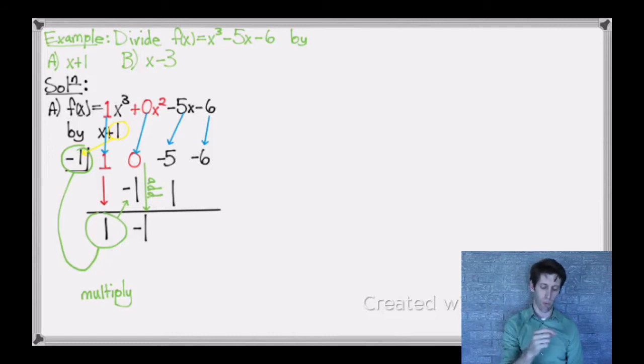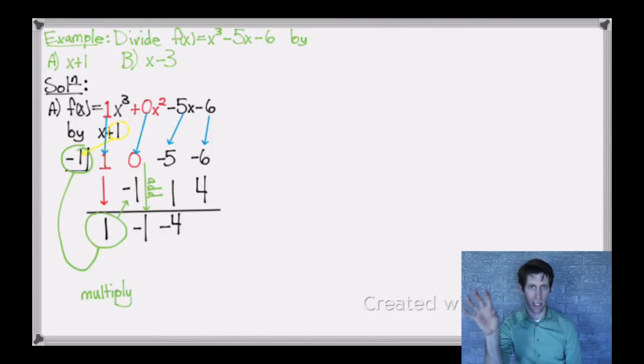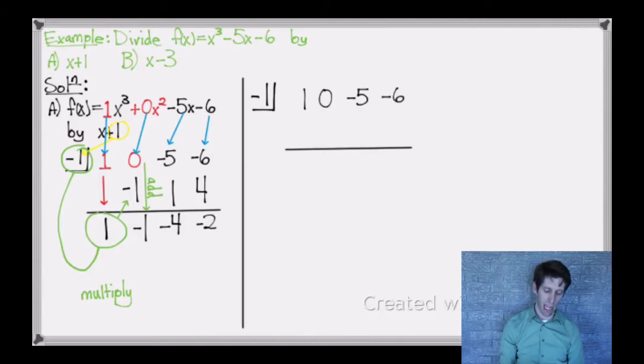So in this case, negative 1 times negative 1 is 1. And then once again, we add down the column. And what we get there is negative 4. That's negative 5 plus 1. Next up, we multiply negative 1 times negative 4, and we get 4, which goes in the next spot. And then once again, we add down the columns. So that gives us negative 2 at the end there.